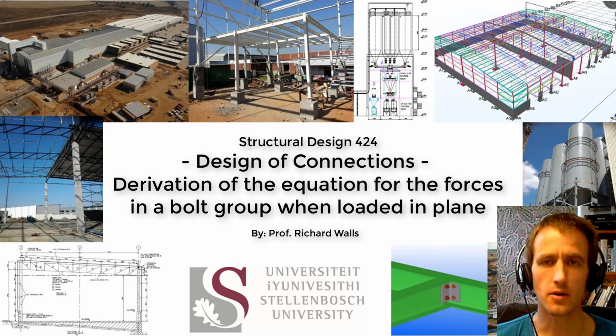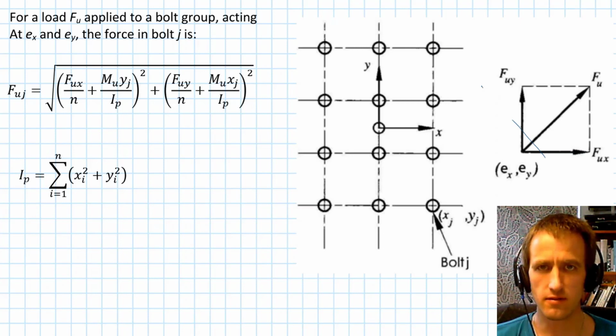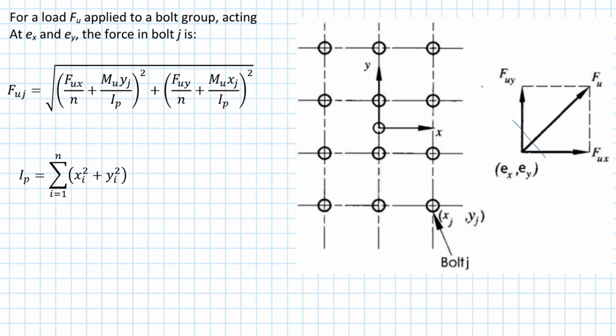We're going to be going into the derivation of the equation for calculating the force in a bolt group loaded in plane. As we get into the example, you'll see a bolt group, 12 bolts on the right hand side, with a single force F subscript U applied to the bolt group, acting at some location EX and EY relative to a center of rotation. That's measured from those two red dots to each other. Now we want to calculate what is the force in the most stressed bolt.